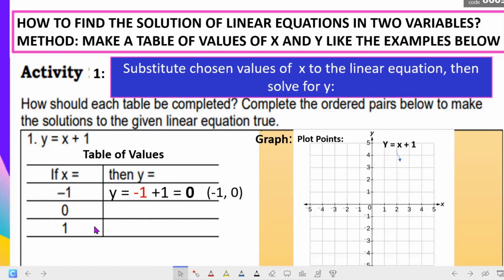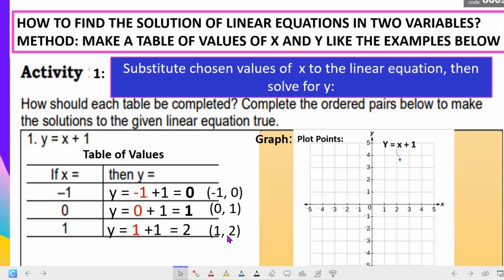Now, it's not only one, but there are lots of solutions to this equation. Another one is, if x is equal to 0, then we'll solve for y. y equals 0 plus 1, so y is equal to 1. Therefore, you have another solution here, the ordered pair (0, 1). And if x is positive 1, let's solve for y. y equals 1 plus 1 equals 2. So another solution for this equation is (1, 2).